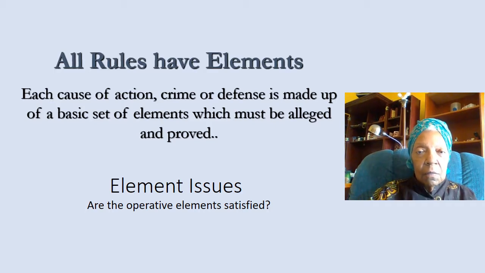So all rules have elements, and one of the things you have to do is break a rule down into its elements. When you're first starting out, the courts will break them down into elements. The alternative readings will break it down into elements. Every cause of action, crime or defense, is made up of a basic set of elements which must be alleged and proved. So an element issue is, are the operative elements satisfied?